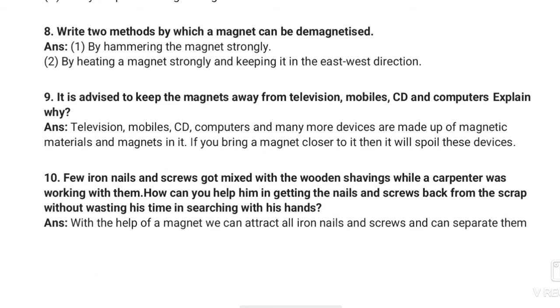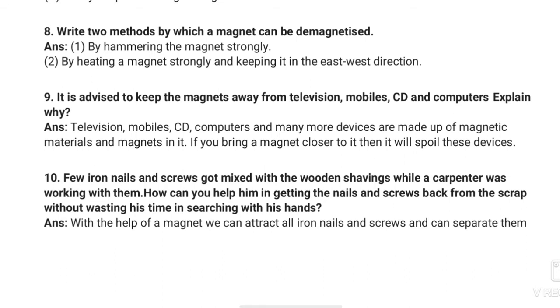Next question. A few iron nails and screws got mixed with the wooden shavings while a carpenter was working with them. How can you help him in getting the nails and screws back from the scrap without wasting his time searching with his hand?